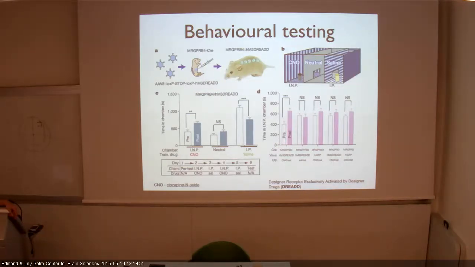So CNO is the designer drug in this. The DREADD is a designer receptor exclusively activated by a designer drug, and all of them are activated by CNO. Or maybe there is another one, but I only saw CNO. So the designer drug is one, the receptor could be many. But CNO on its own doesn't do anything.